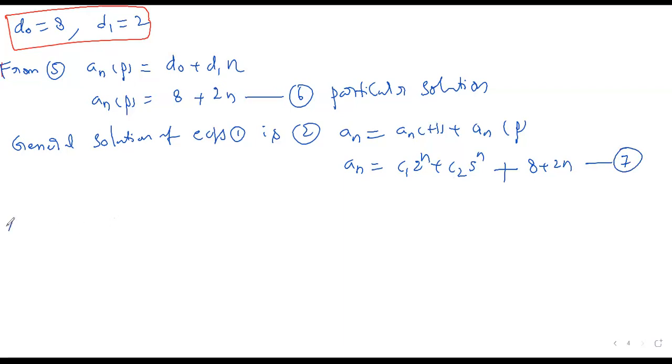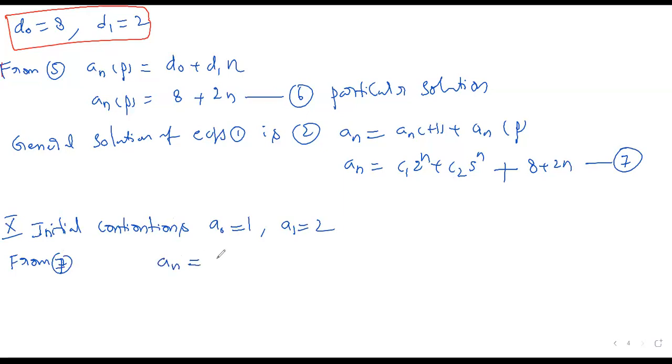The final step is the initial conditions. What are the initial conditions given? There are two initial conditions, a_0 equals 1 and a_1 equals 2. These two initial conditions are given. From equation 7, a_n equals C1 2 power n plus C2 5 power n plus 8 plus 2n. This is equation 7.